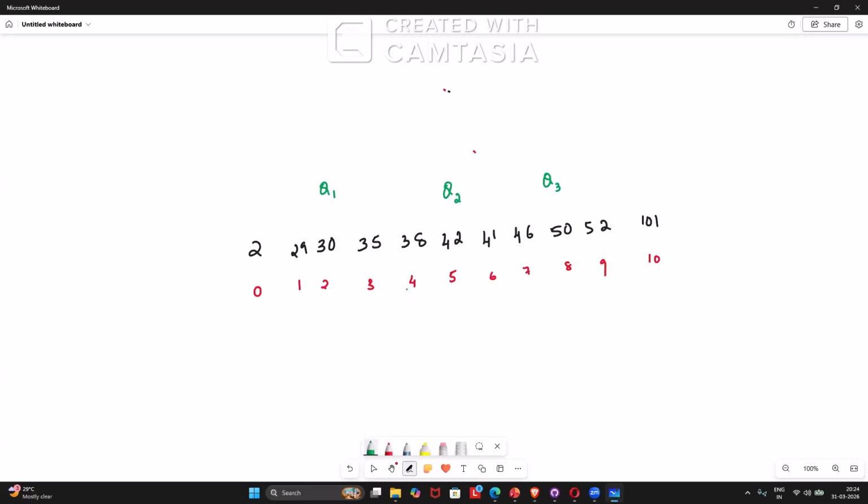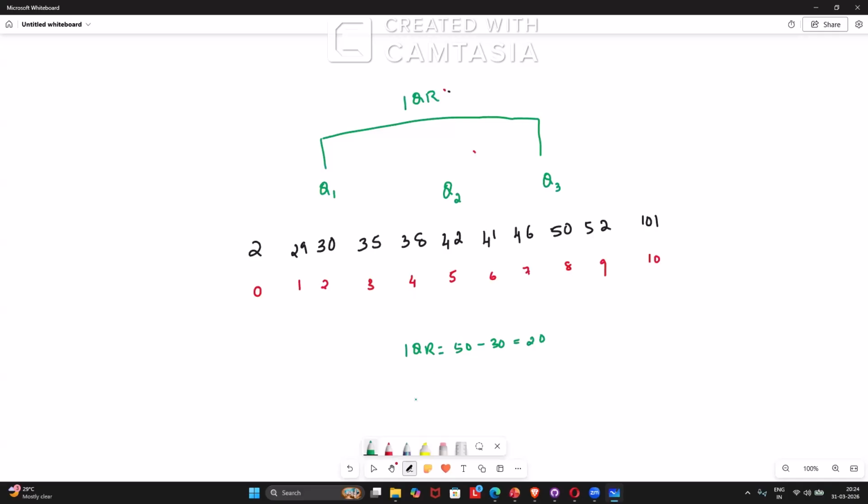Now, the difference between Q1 and Q3 is actually called the IQR, the interquartile range. So here, what is IQR? IQR is equal to 50 minus 30. What is that? 20, right? 20.